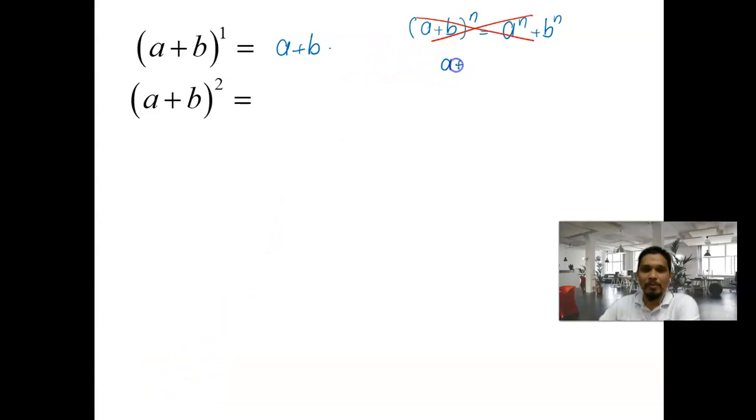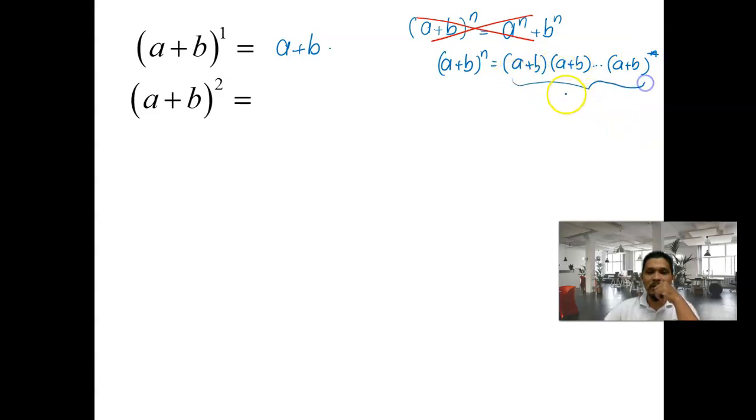So when it comes to (a + b) to the power of n, it means a + b multiplied with a + b, multiplied until n times. Okay, this one is (a + b) multiplied with (a + b) n times. So look at this one now, (a + b) squared means (a + b) multiplied with (a + b). It appears twice, 2 times.